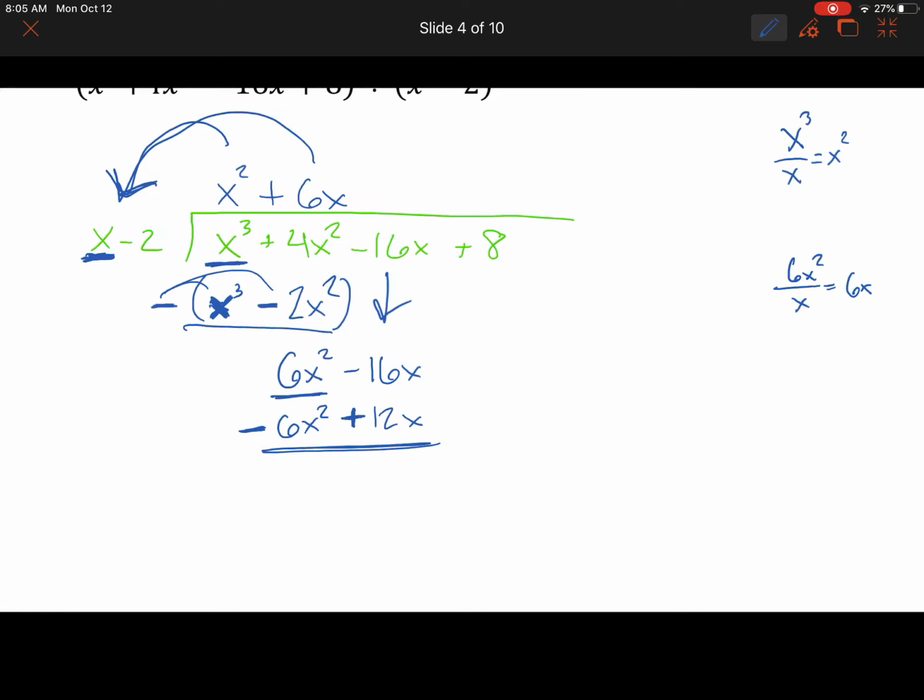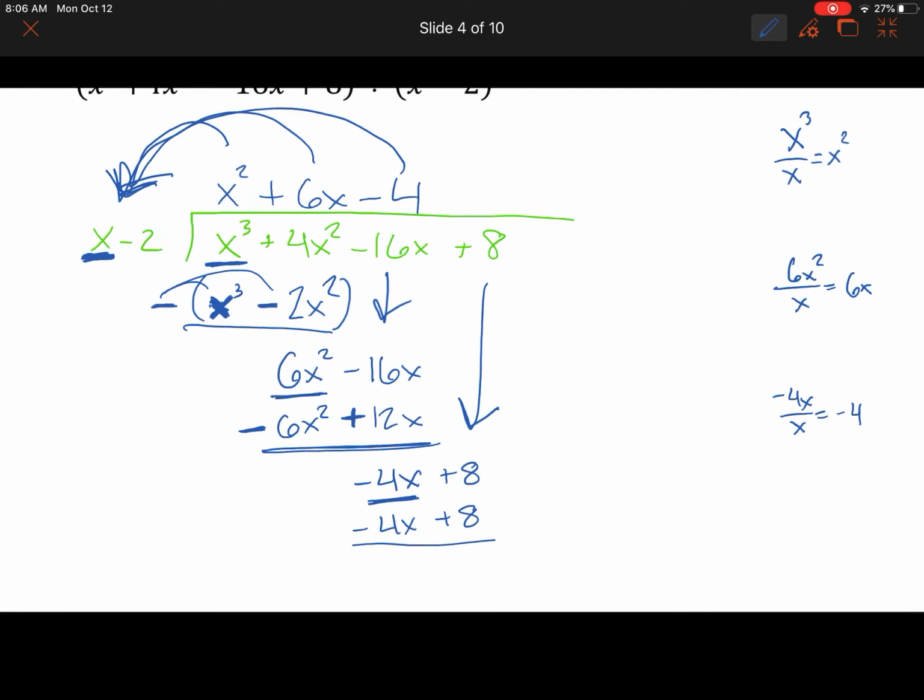So 6x squared minus 6x squared goes to 0, which it always should. Negative 16x plus 12 gives me negative 4x. Bring the next term down, positive 8. And then we repeat. First term on the inside divided by first term on the outside. So then we have negative 4x divided by x. The x's cancel, and I'm left with negative 4. So then we multiply negative 4 times all of that out front. Negative 4x. And then we end up with a positive 8.